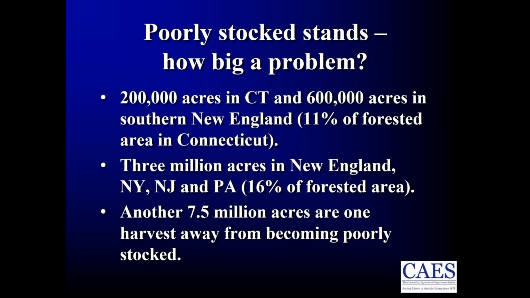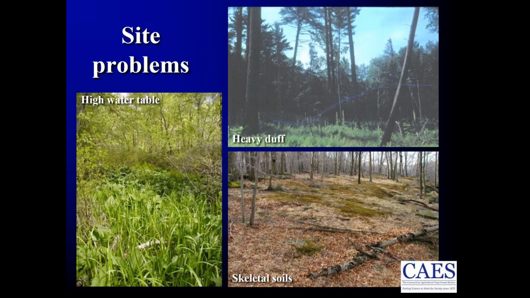And another 7.5 million acres are one harvest away from becoming poorly stocked. So it's not only a big problem, it could potentially become a much, much bigger problem. So what are the causes of having poorly stocked stands, degraded stands?